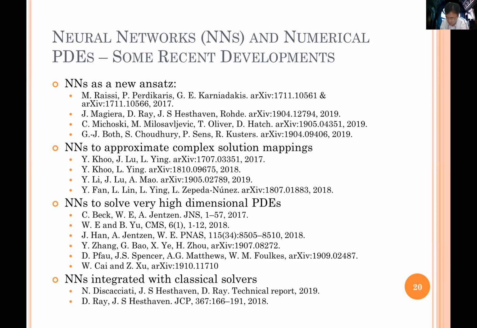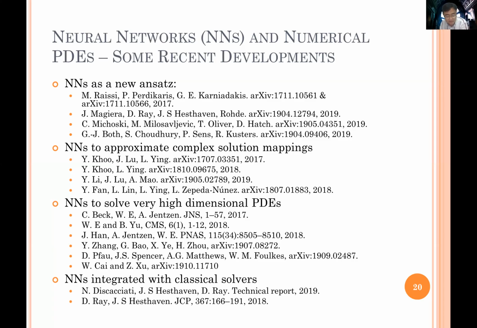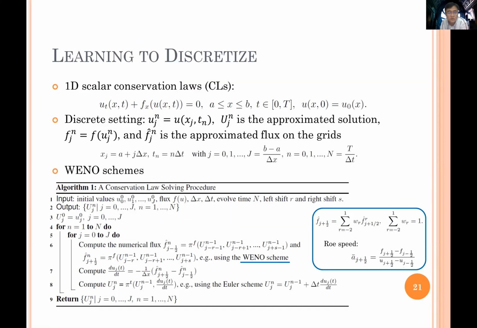What we did in this work, jointly with a few of my students, is the second part. We experiment on 1D scalar conservation laws, and we look at one of the benchmark numerical schemes, WENO, and we regard this iterative scheme as a dynamics. Actually, to be more precise, we want to regard this as a Markov decision process.